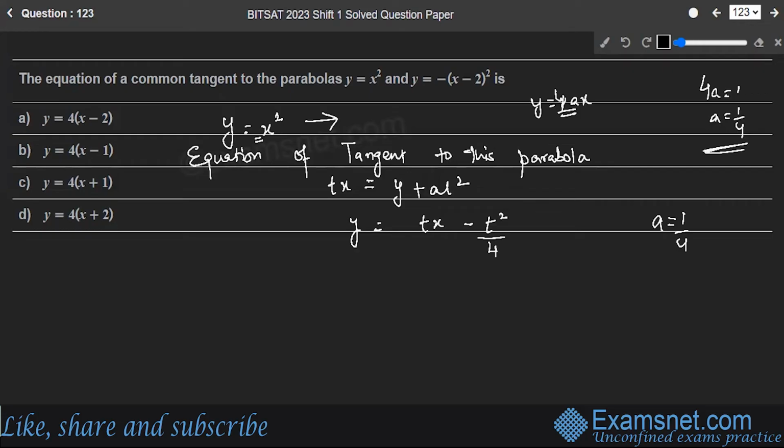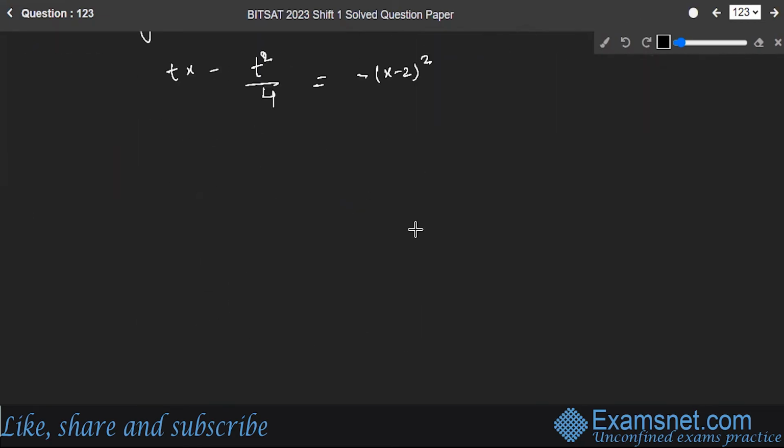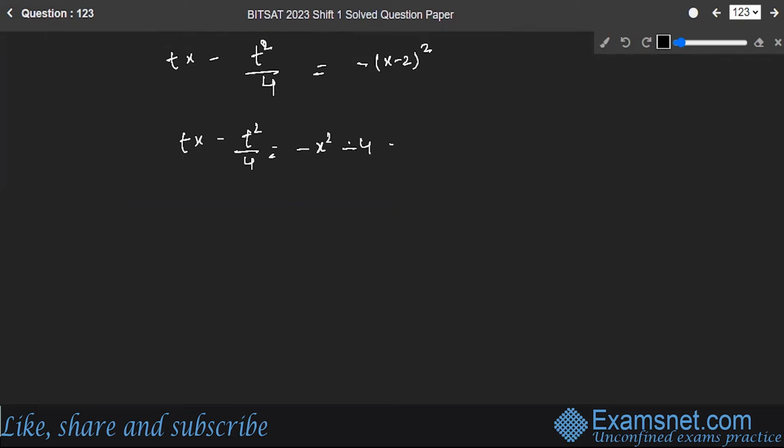Right. Now, the second equation is y is equal to minus of (x minus 2) whole square. So I will put y's value as tx minus t square upon 4. This is equal to minus of (x minus 2) whole square. Or let's open it up. So you will have tx minus t square upon 4 is equal to minus x square minus 4 plus 4x. All right. So that will give me x square plus x, I'm collecting the x terms, (t minus 4) minus t square by 4 plus 4.